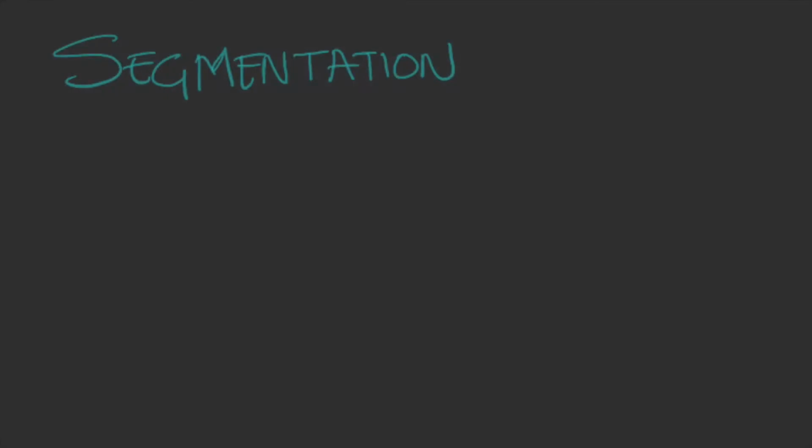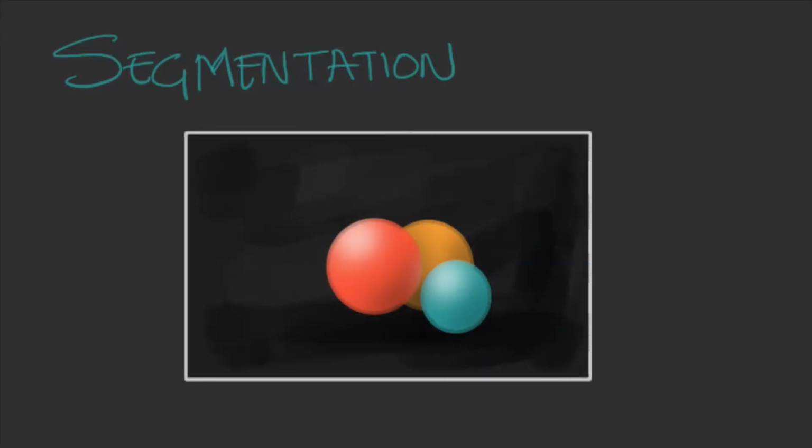Hi, in this week we will talk about different ways to divide an image into meaningful regions or segments. Segmentation is a complex and subjective process. There are many ways in which we can create groups of pixels on an image.